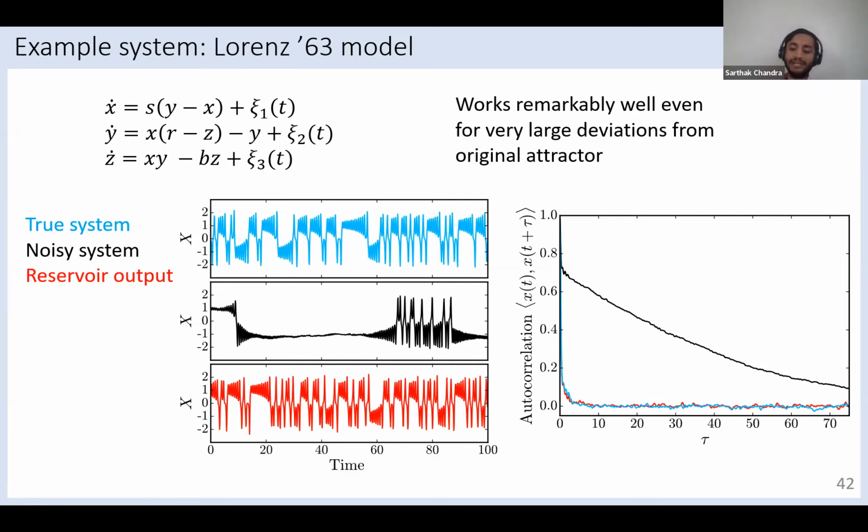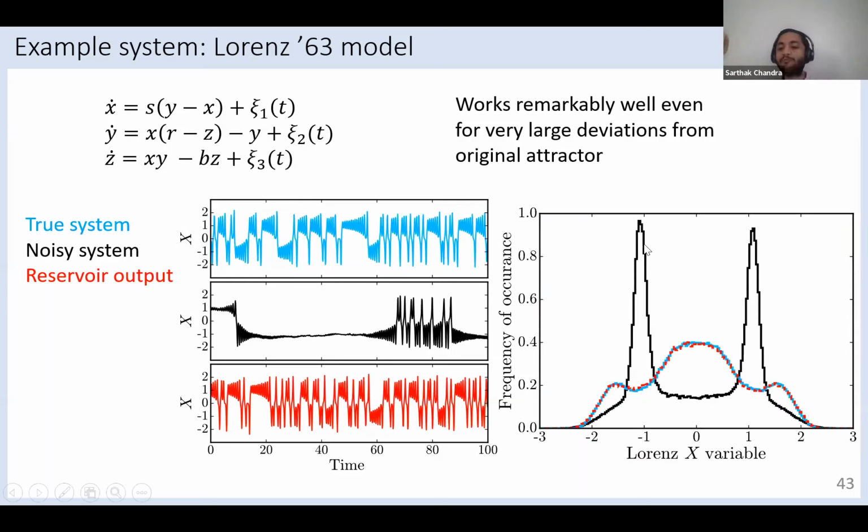Right. So despite only having access to the noisy system, the reservoir seems to be able to completely clean up the dynamical noise and present a clean system in its output. And you can see this even in this distribution over here. The data distribution has very sharp peaks, these unstable fixed points, but the reservoir can completely filter out that noise.